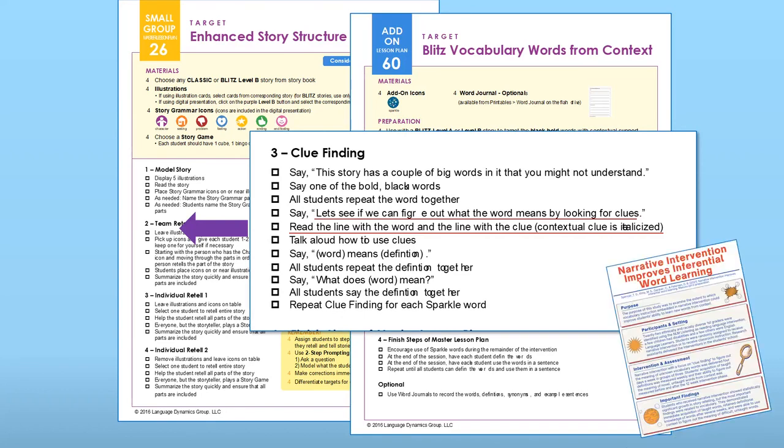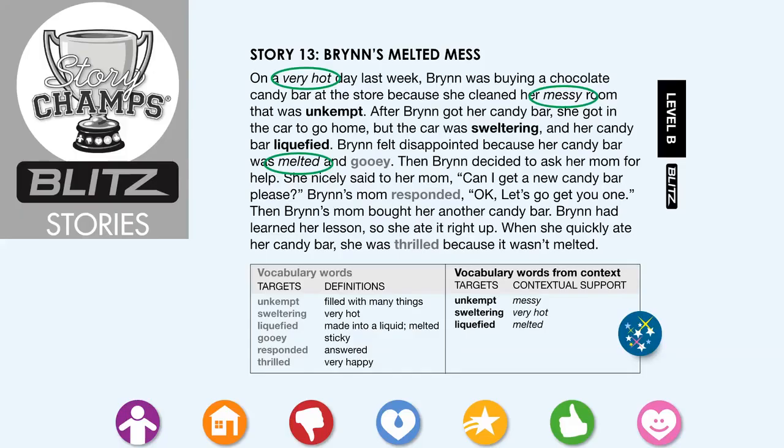And then also we have an infographic on the website, just a little plug. Oh, excuse me. So this is not published yet. It will be. But narrative intervention improves inferential word learning. And so can individuals make inferences, right? Given Story Champs alone. So if I give you a new passage, can you make an inference about what words mean? I want to point out this is level B blitz. Things that we go over are words like disappointed, thrilled. So these are our feeling words, right?